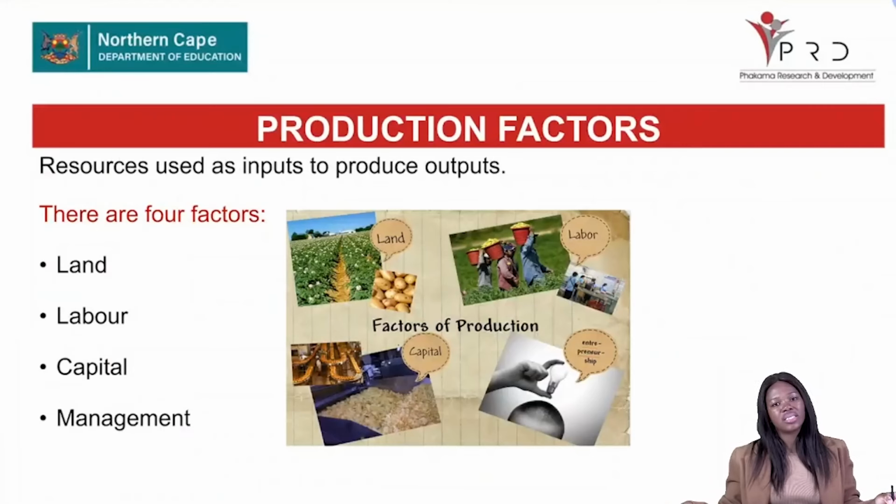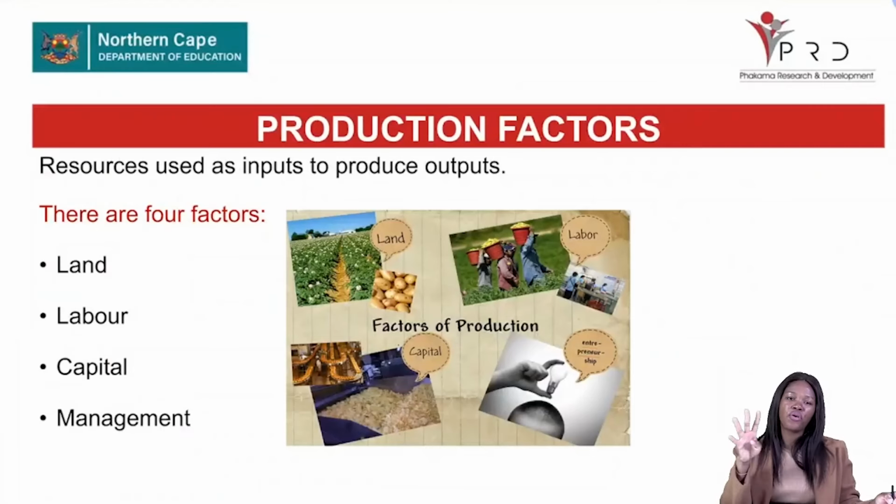In order for us to grow crops and raise livestock, it's very important that as a farmer, you put production factors in place. Meaning without these production factors, there will be no production. Now, what are these production factors? Production factors are resources used as inputs to produce outputs. So it's something that you put in order to get something. We put the production factors to get the production. We put the fertilizer to get the maize. We put the seed to get the maize. So these are production factors.